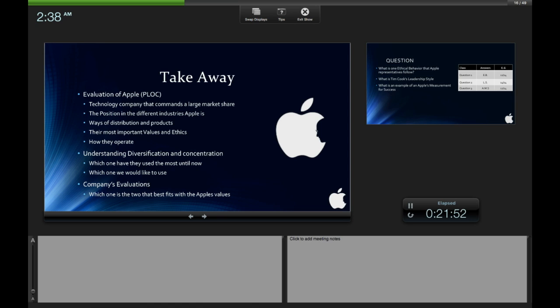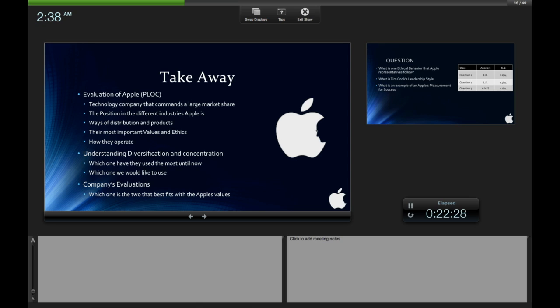We should have provided you with the position in different industries that Apple is in. I want to do this because this is me. So takeaways: the evaluation of Apple PLOC. We should have learned that it's a technology company that commands a large market share.